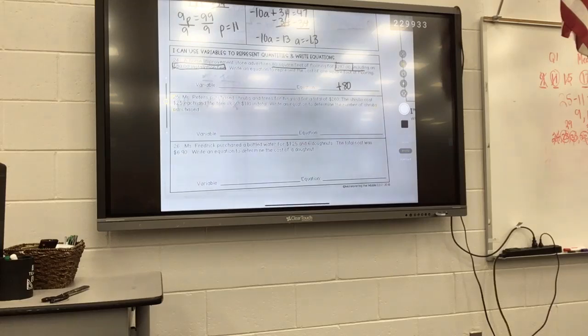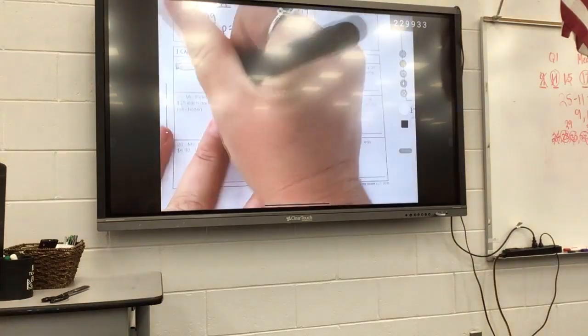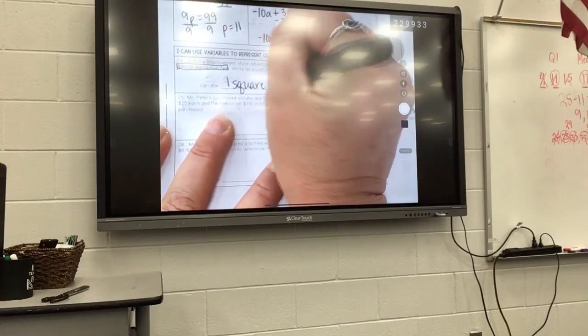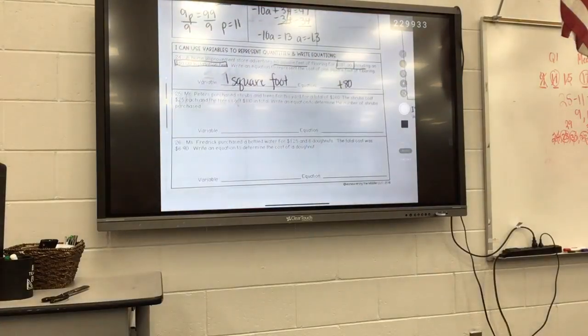But here's my question though. We're trying to find the cost of what? The variable. 1 square foot. We already know how many square feet it costs, right? So you would have to rearrange it. You would have to rearrange it to find 1 square foot. So our variable in this is 1 square foot. So we have to rearrange this.